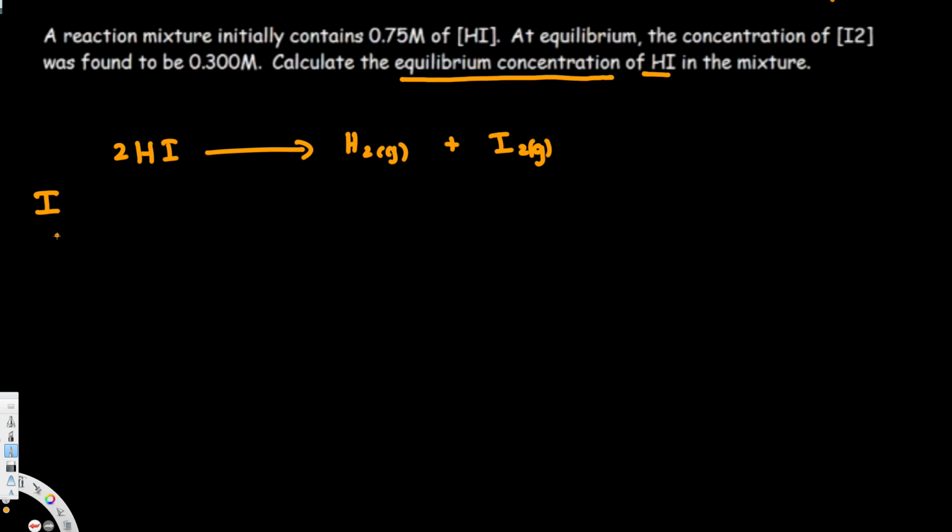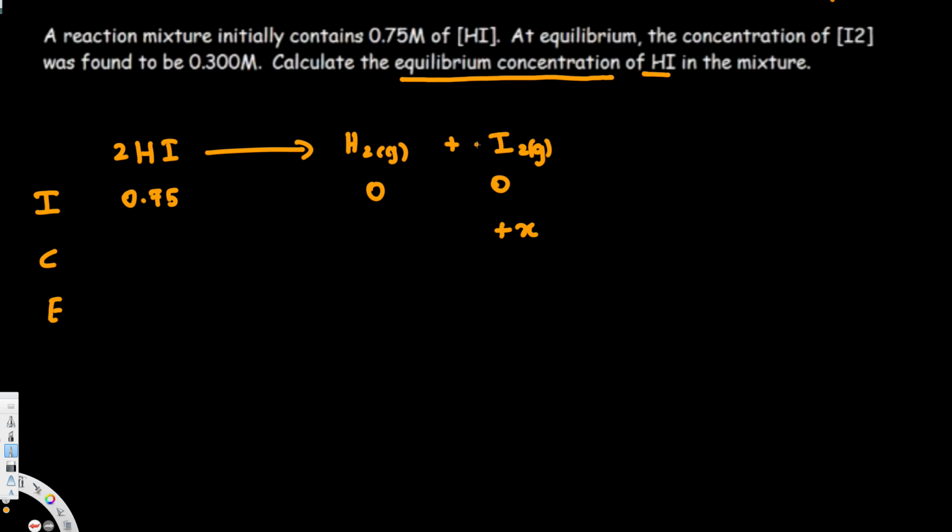So I is initial, C is change, and E is equilibrium concentration. So the initial concentration is provided for HI, so here we are going to have 0.75. And since we have initial for the reactant side, the product is going to be 0. So the reaction is going to shift toward the right side. So if it moves toward the right side, we are going to have plus x.